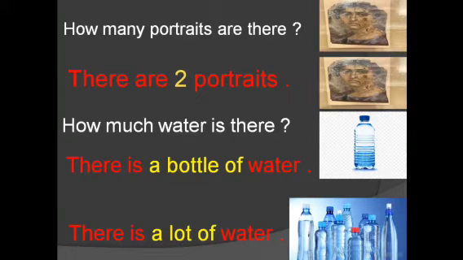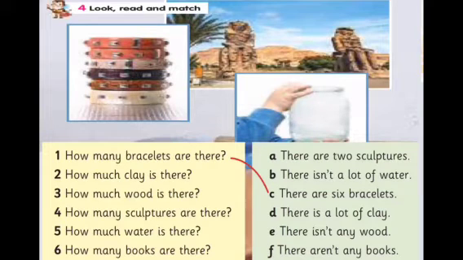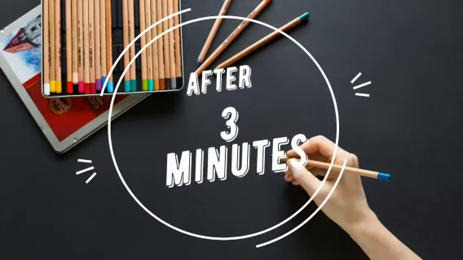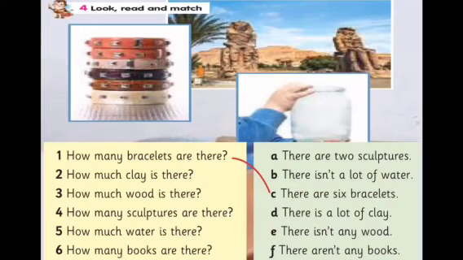I want you to look at your book, page number 32. Here, I want you to look, read, and match. You have 6 questions with how many and how much, and here we have their answers. I want you to look, read, and match the questions to their answers. You just have about 3 minutes. Start. Okay, let's check your answers.